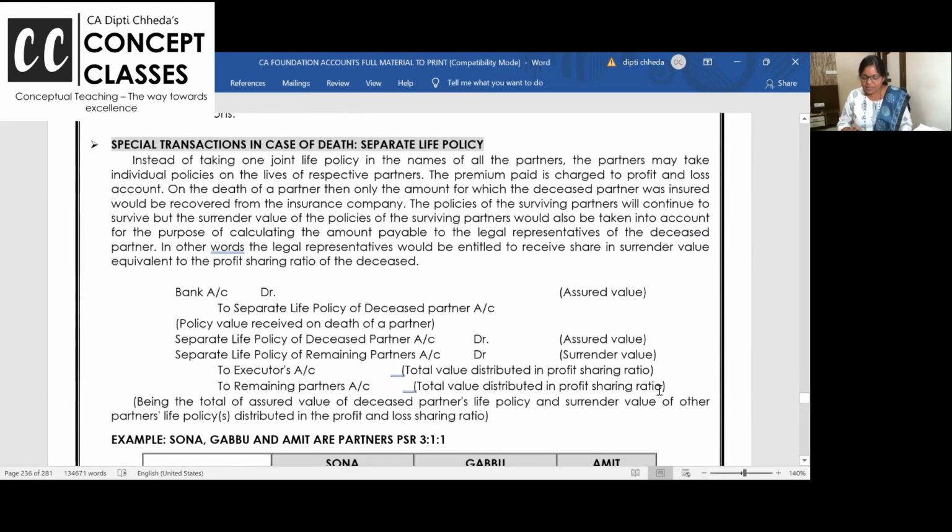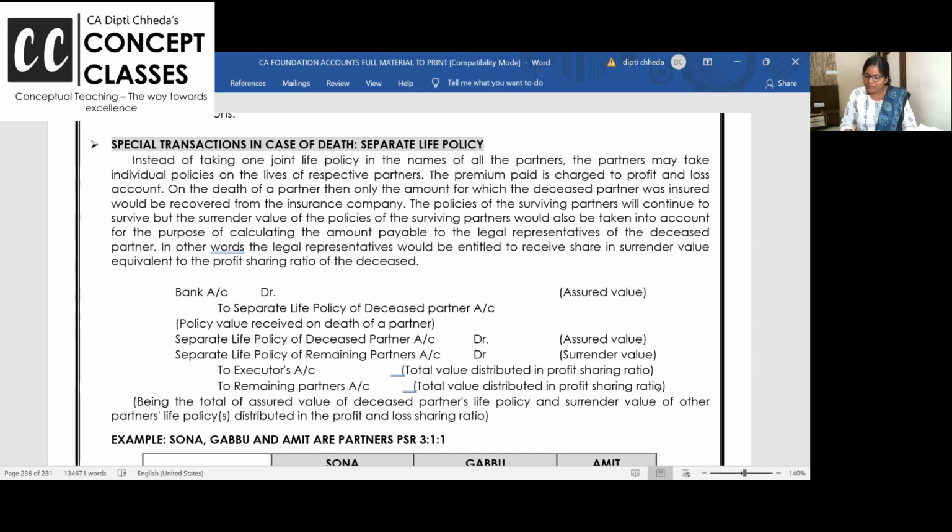Now, this concept I am introducing is of separate life policy. Listen carefully. Joint life policy, whatever amount you get on maturity, you give it to partners in their PSR. Apart from that, if separate policies are taken, the deceased partner will get the maturity amount, and the other two partners' separate policies are continuing, no? So for those you will take the surrender value. And now this profit will be shared by all the partners. What I'm saying, if not clear, read with me.